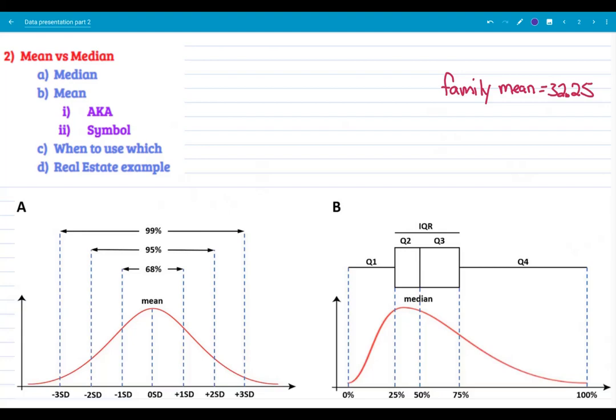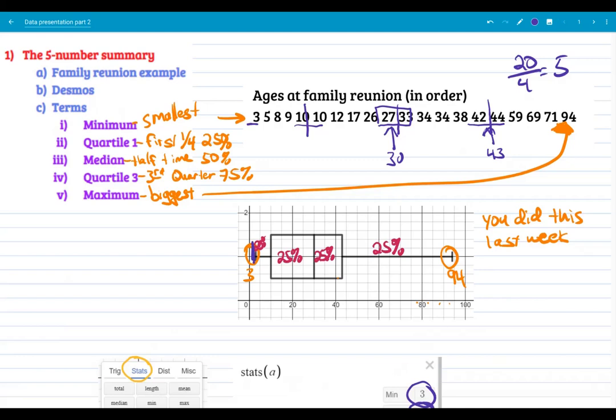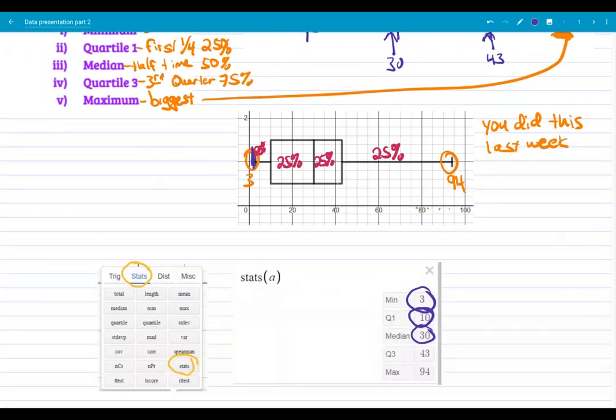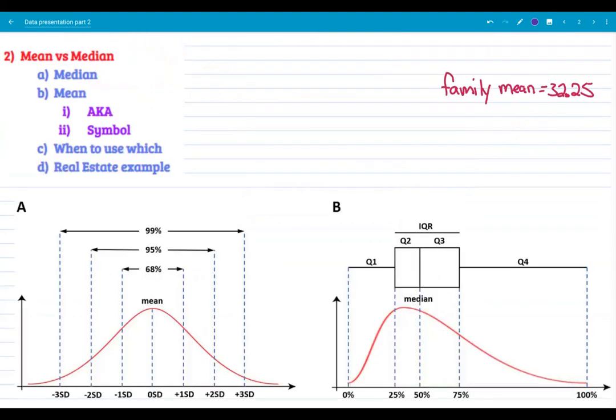Next page. Now I want to talk about the mean versus the median. If I go back to the story of the family, that was this one right here, the median was 30. The mean is 32.5. Median is, remember, the middle number. The mean, also known as the average.